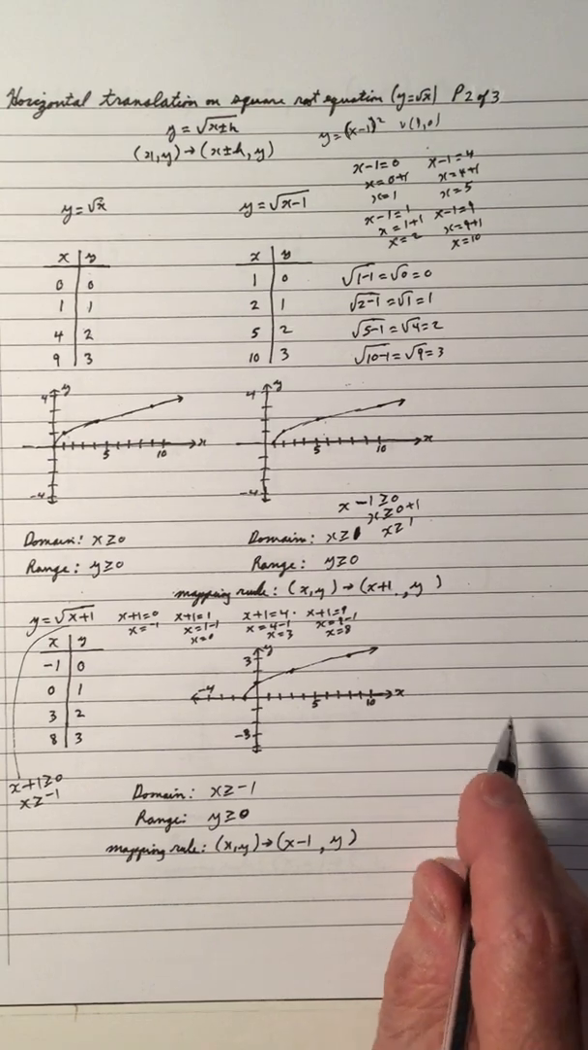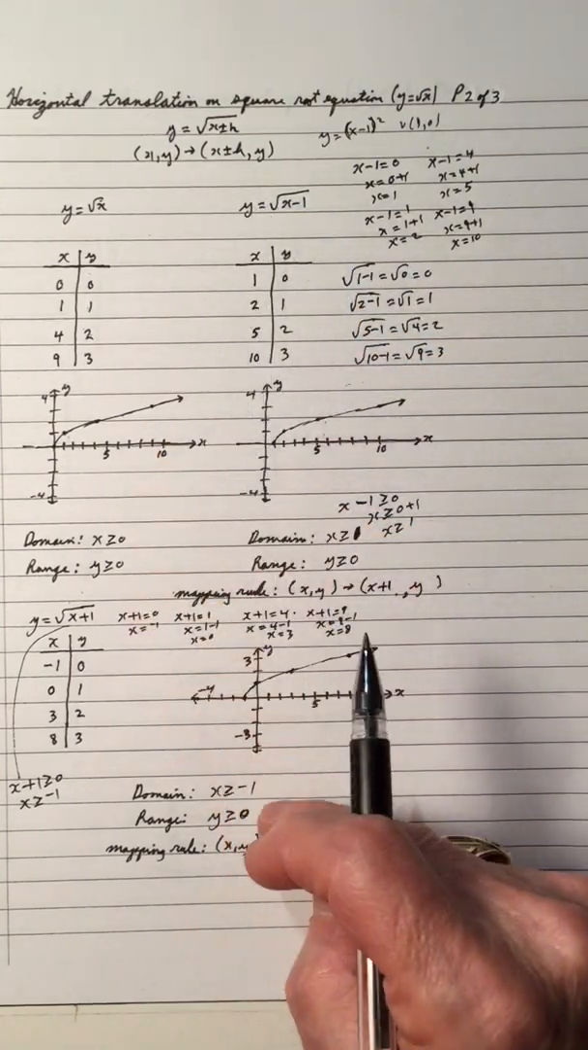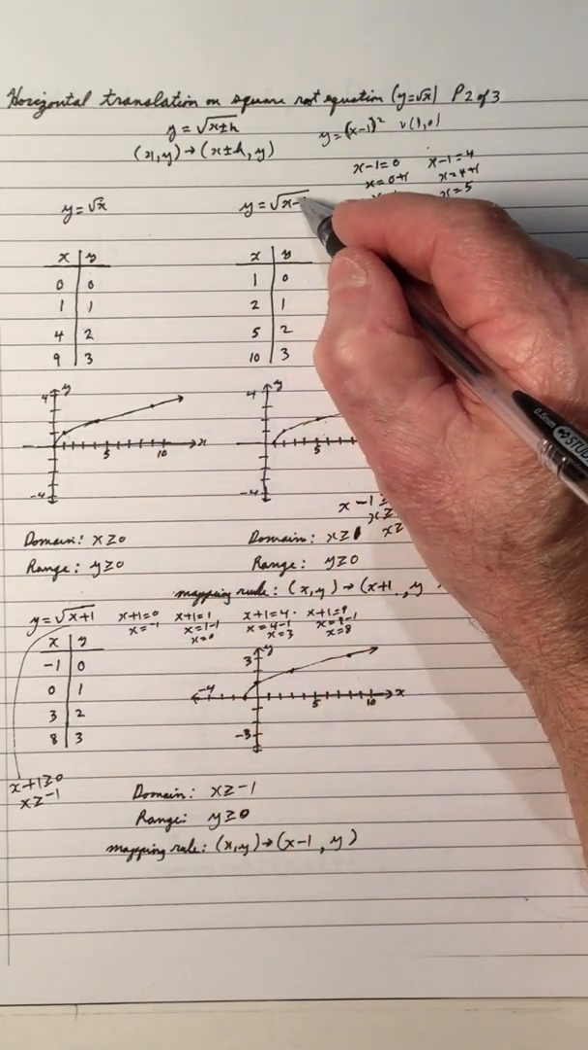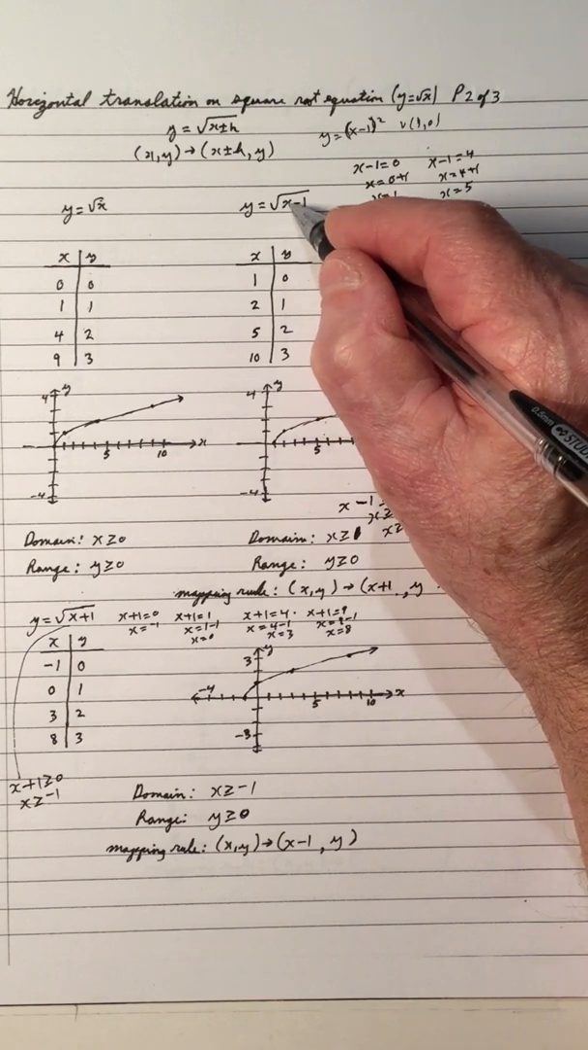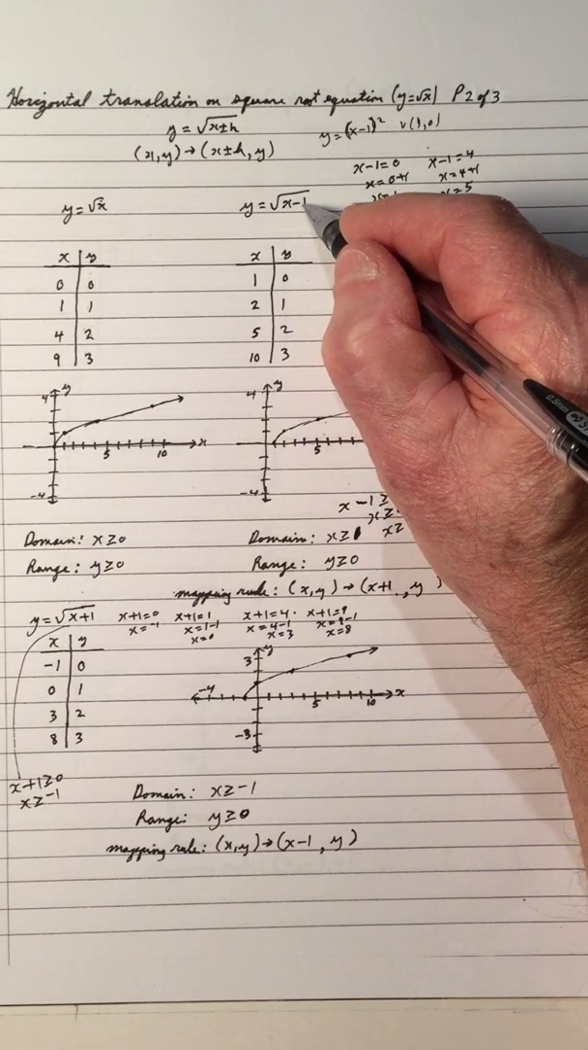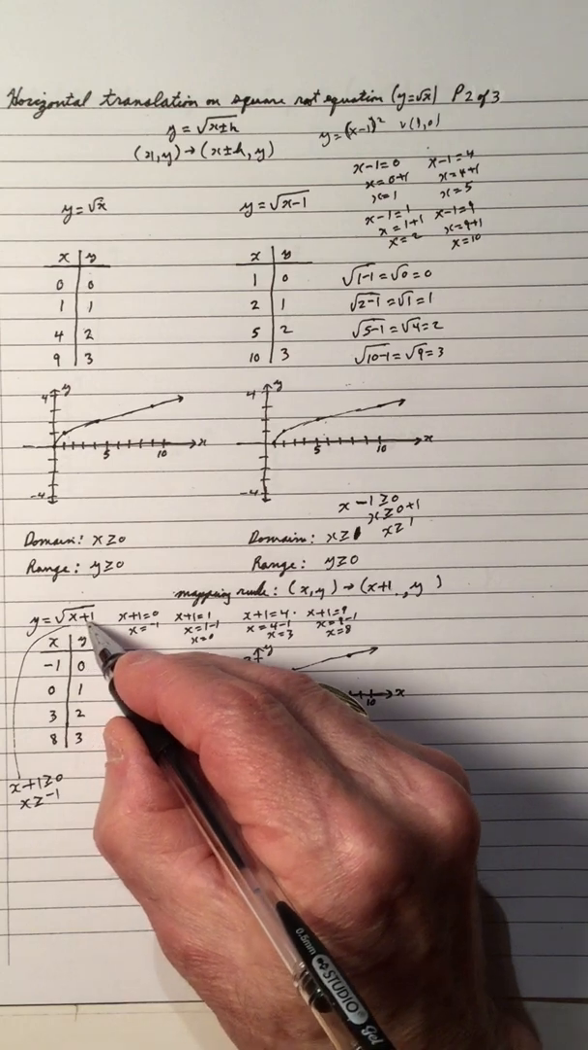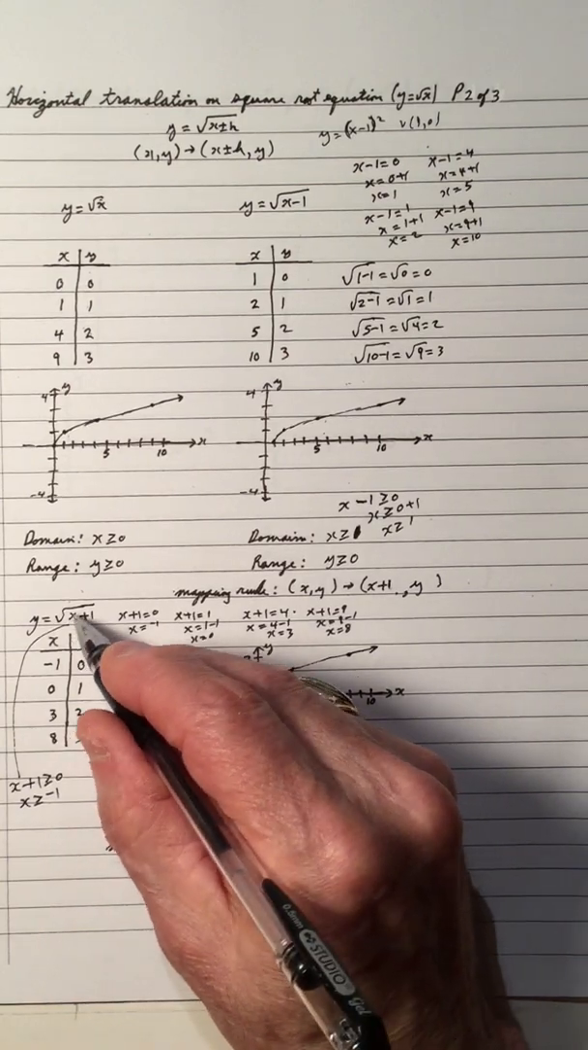So note, the horizontal is you're changing the sign. Whatever this is, you're changing the sign. So x minus 1, it starts at 1. X plus 1, it starts at negative 1. This is the opposite sign.